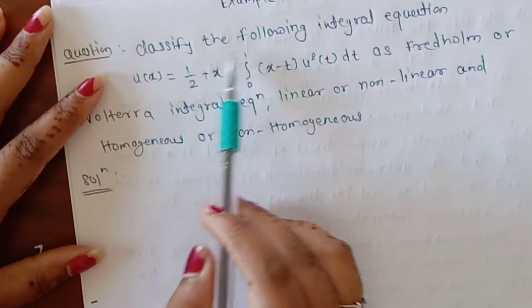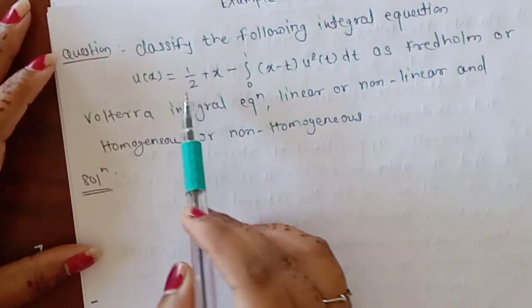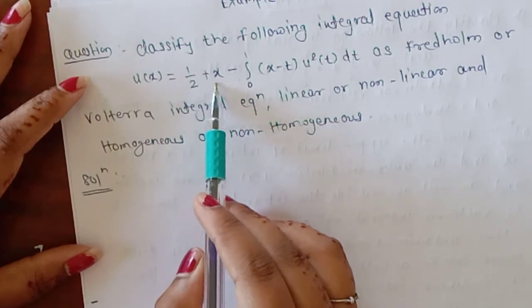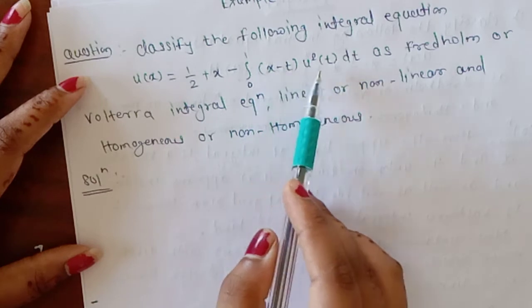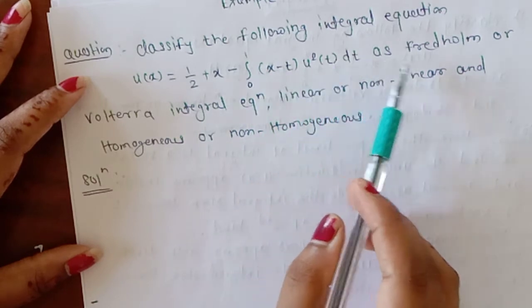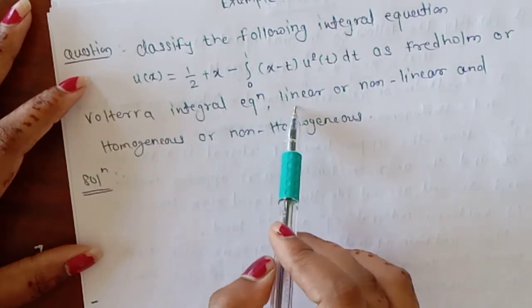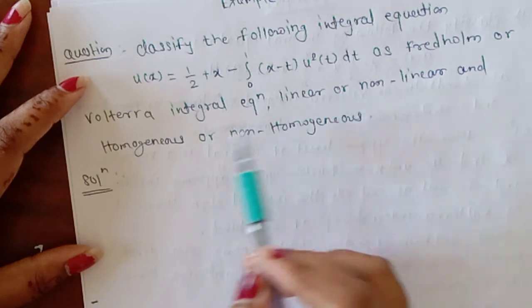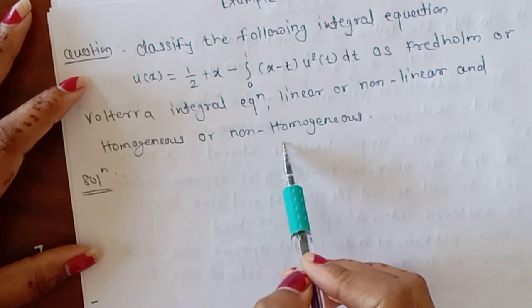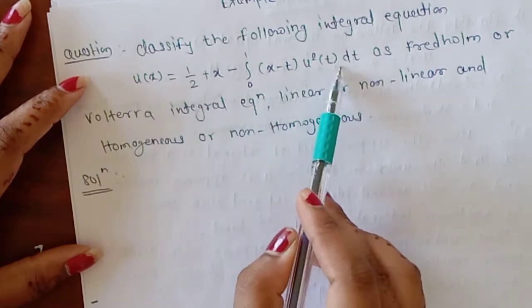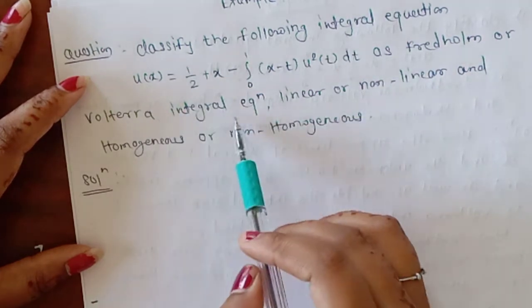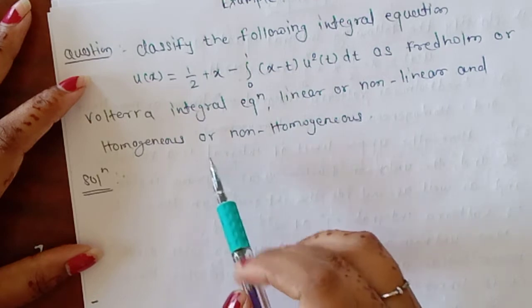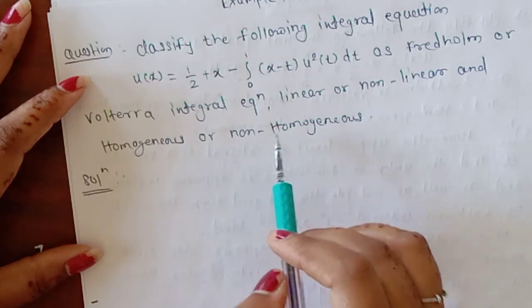The question is: classify the following integral equation, u of x is equal to 1/2 plus x minus integral 0 to 1 of (x minus t) u square t dt, as Fredholm or Volterra integral equation, linear or non-linear, and homogeneous or non-homogeneous. We have been given this integral equation and we have to look at whether it is Fredholm or Volterra, linear or non-linear, and homogeneous or non-homogeneous.